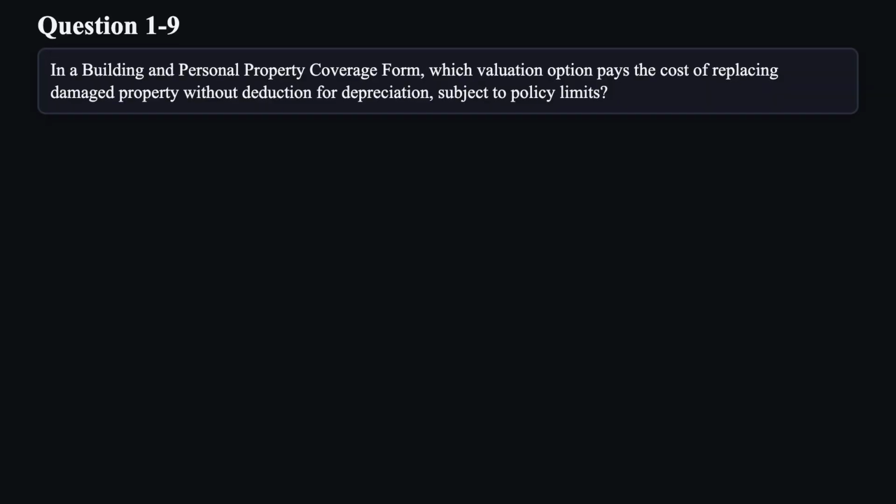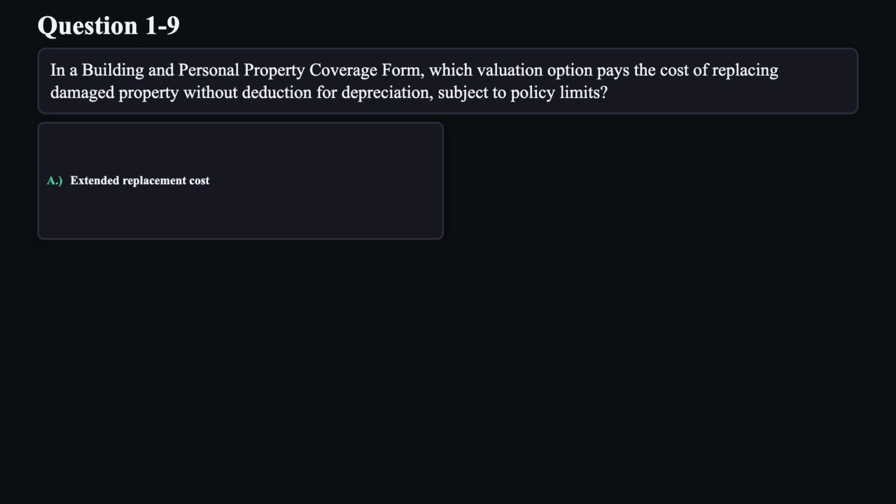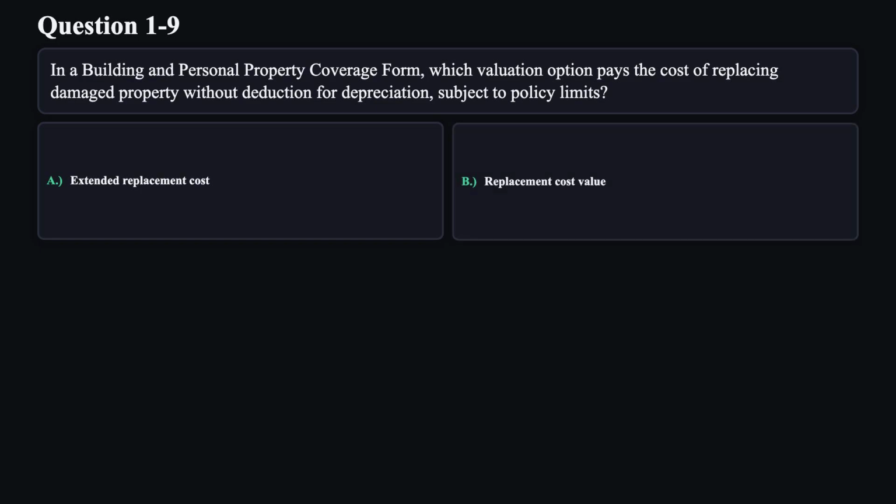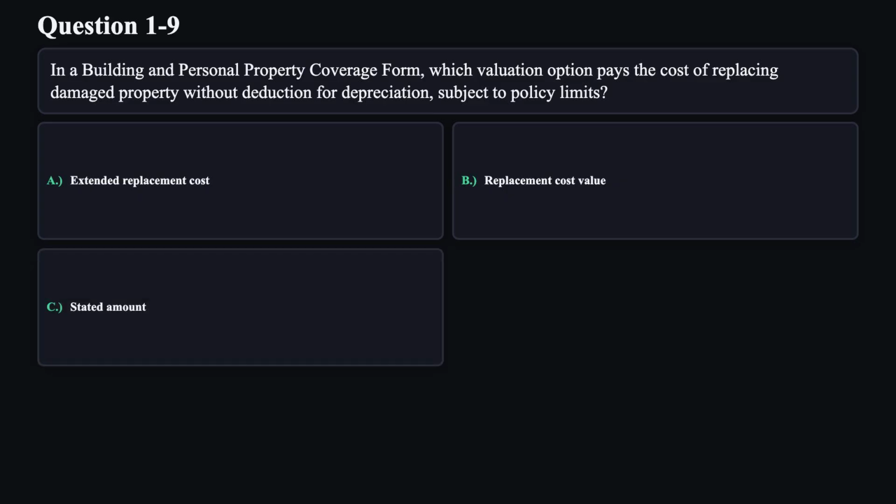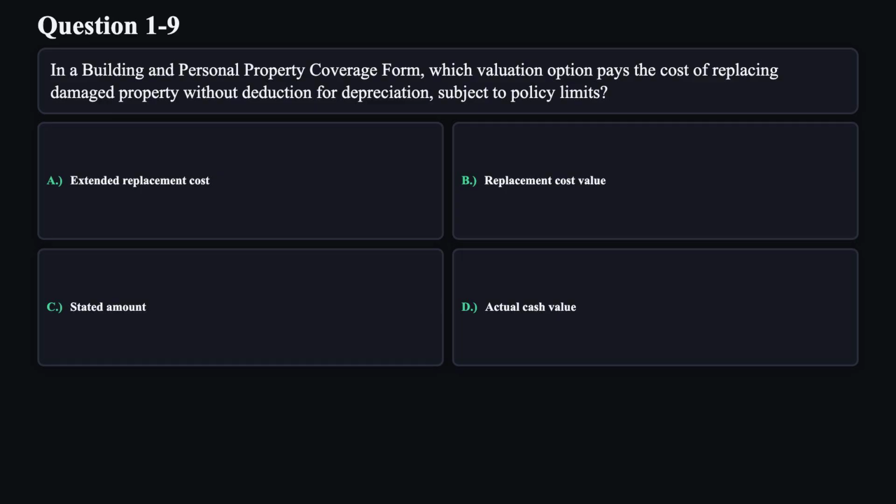Question 9. In a building and personal property coverage form, which valuation option pays the cost of replacing damaged property without deduction for depreciation, subject to policy limits? A. Extended replacement cost. B. Replacement cost value. C. Stated amount. D. Actual cash value.